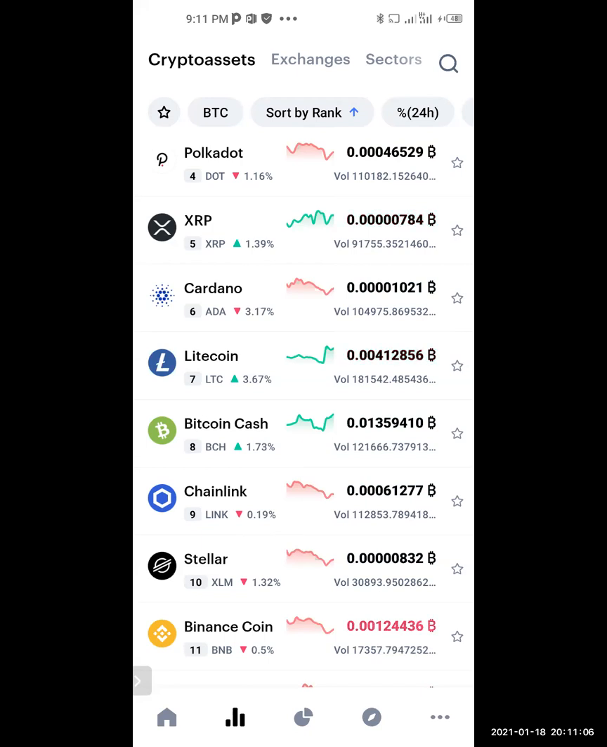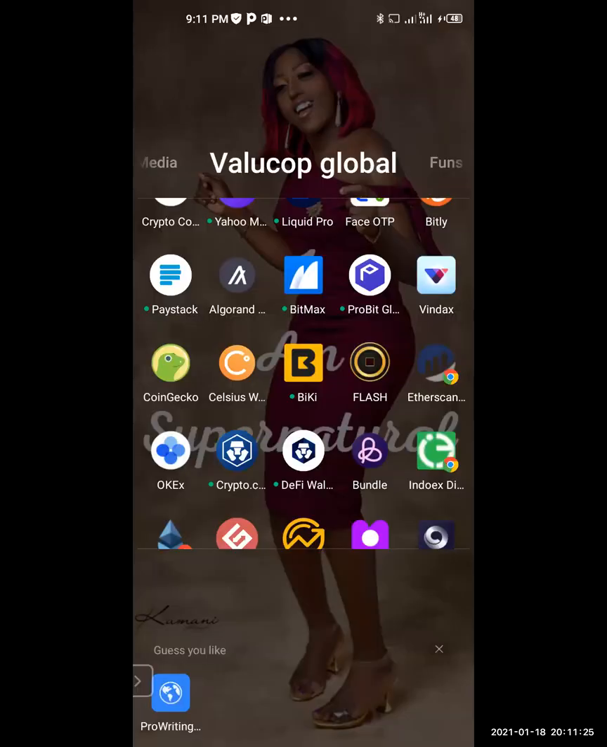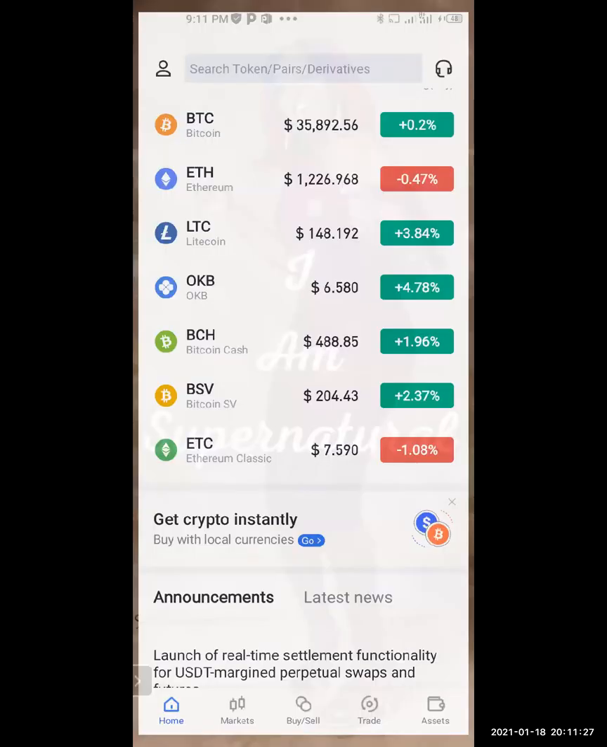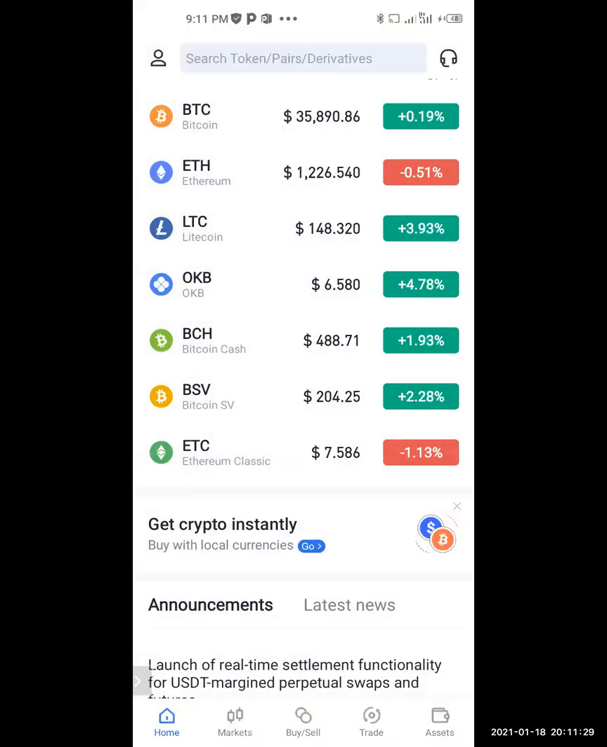So after you've made sure that your exchange accounts are secure with Google Authenticator, now you can calm down and send your money from Bundle, for example, to the exchange. Now, this is the part where I will show you using OKEx.